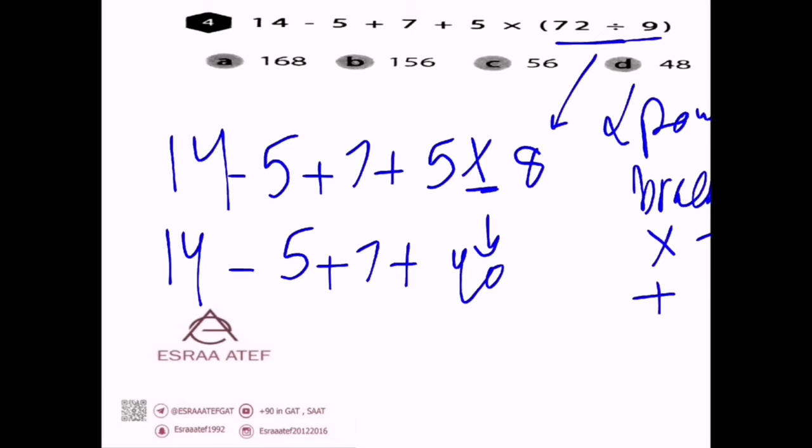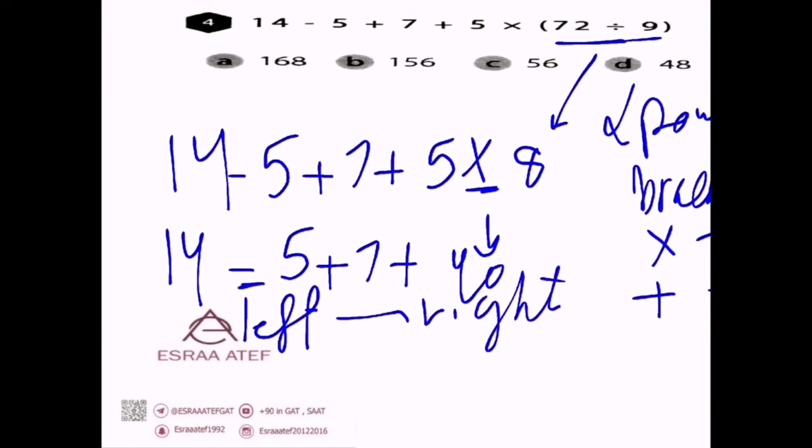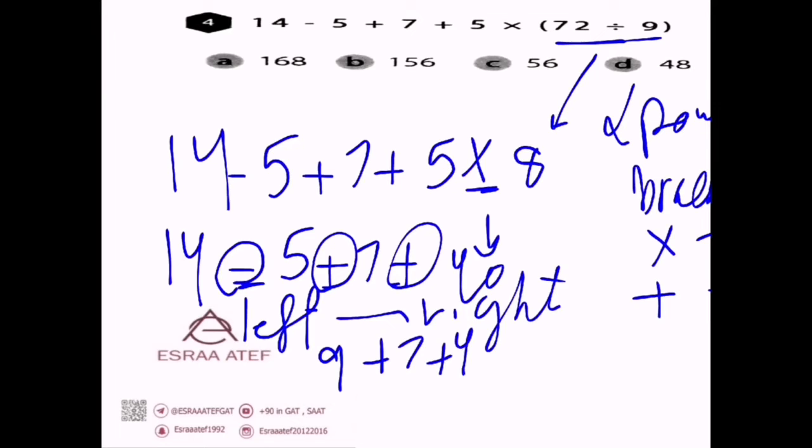Then we start with adding or subtracting. Here we have subtracting first, so we go from left to right. We start with subtracting first, and then adding, and then adding. 14 minus 5 is 9. 9 plus 7 plus 40. 9 plus 7 is 16. 16 plus 40 is 56. So the answer will be 56.